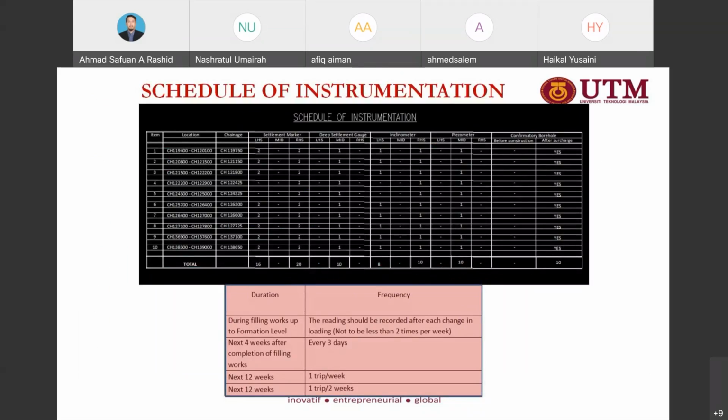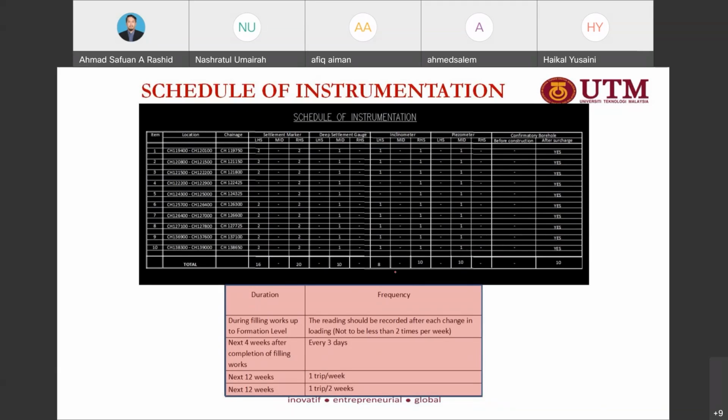the frequency at which the contractor should get the readings. During filling work up to formation level, the reading should be recorded after each change in loading, not less than 2 times per week. For the next 4 weeks after completion of filling work, every 3 days.